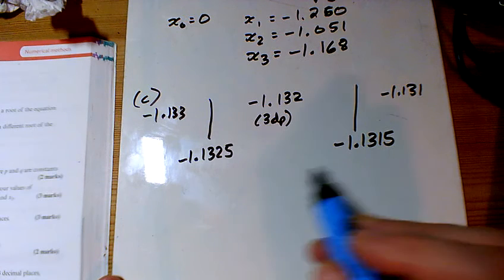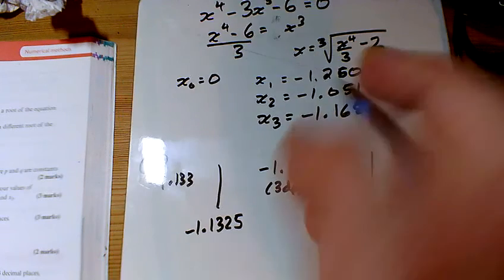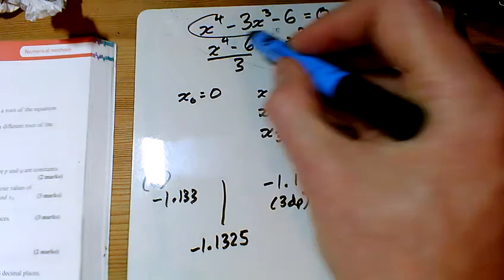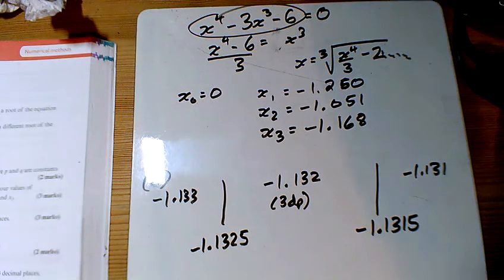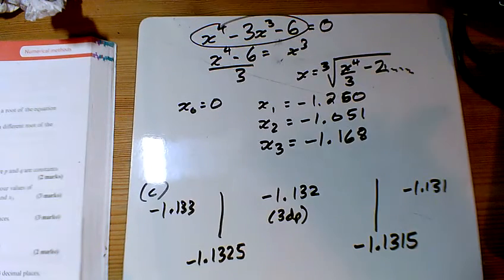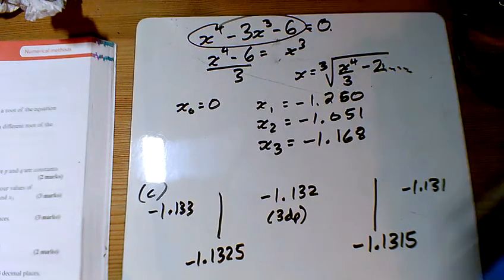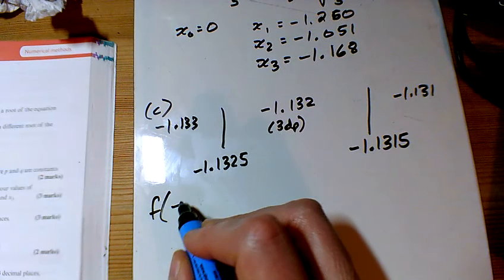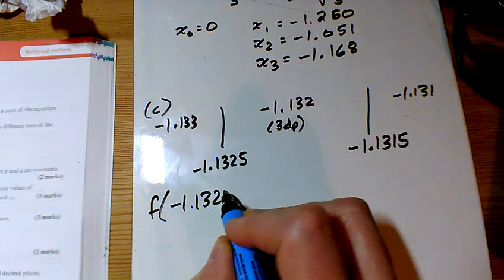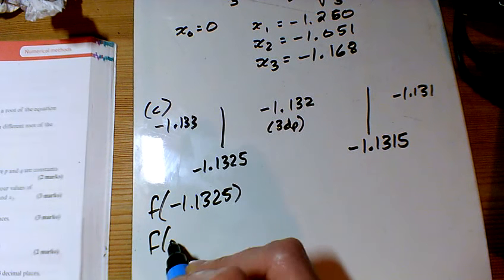We need to put these two values back into the f of x that we started with at the very beginning. Not into this one here, the iterative formula, back at the beginning, the f of x. Because the f of x equals 0, we want to know if it's either side of 0. So we'll do f of this one and f of this one.